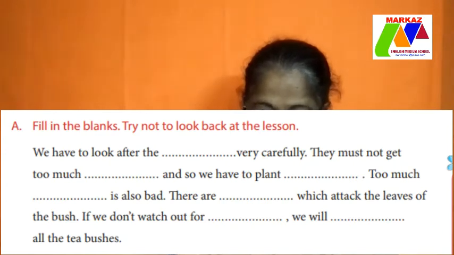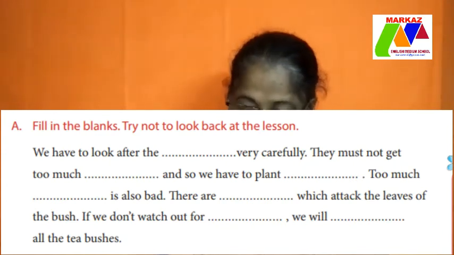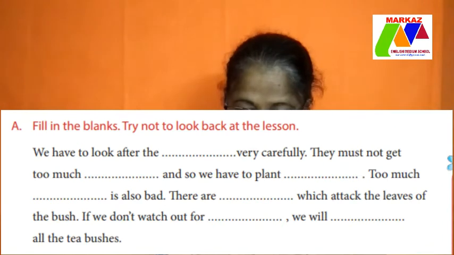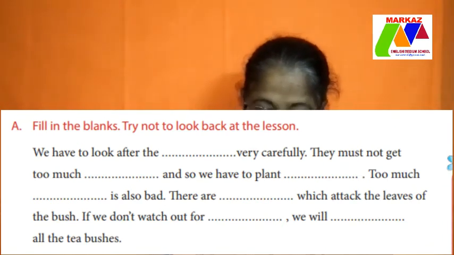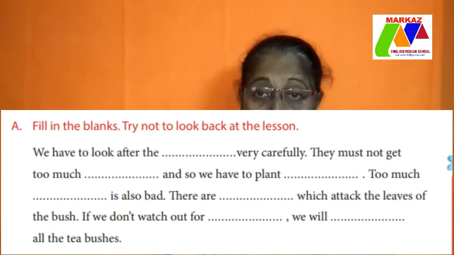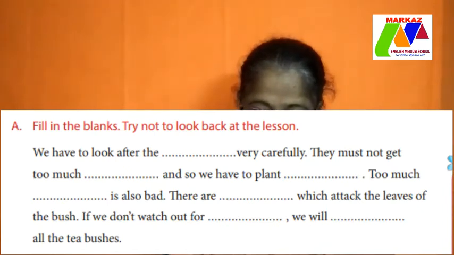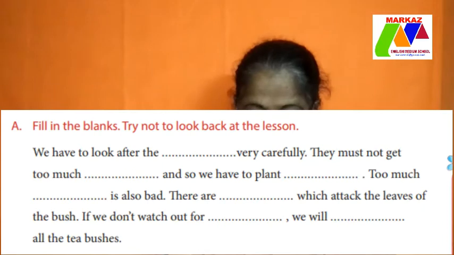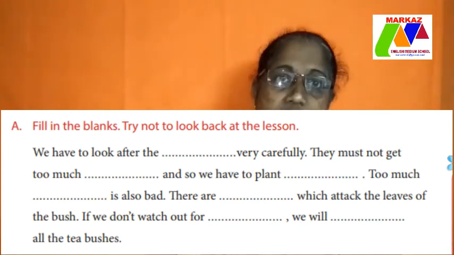We have to look after the tea bushes very carefully. They must not get too much sunlight, and so we have to plant shady trees. Too much shade is also bad. There are insects which attack the leaves of the bush. If we don't watch out for diseases, we will lose all the tea bushes.